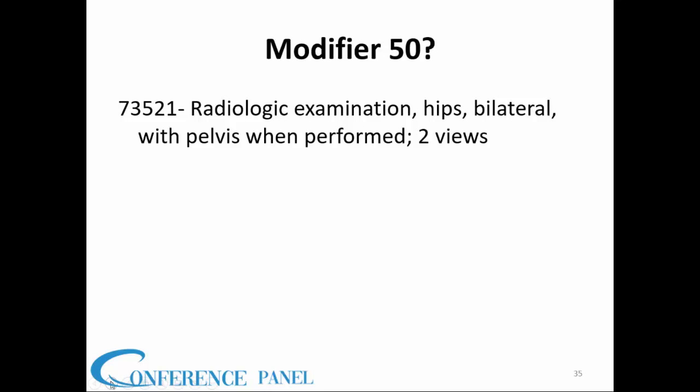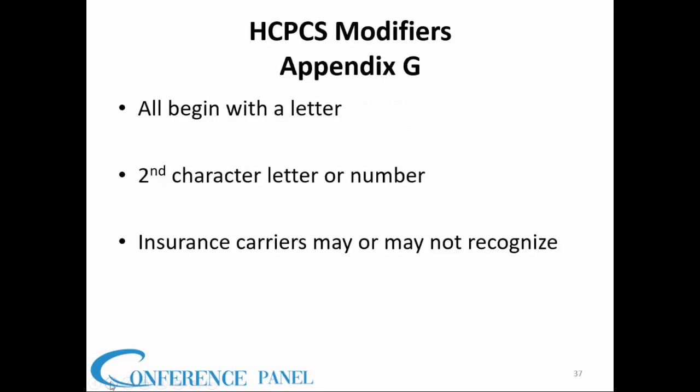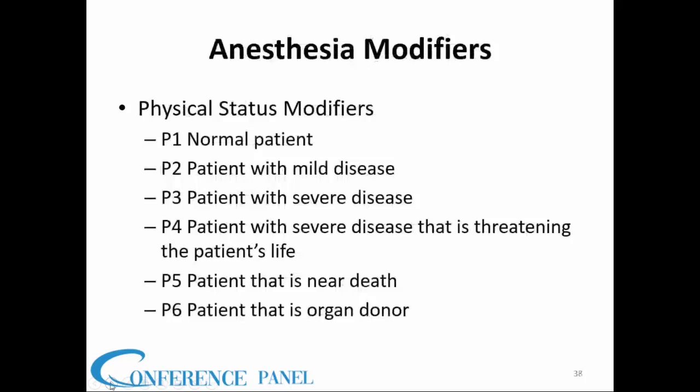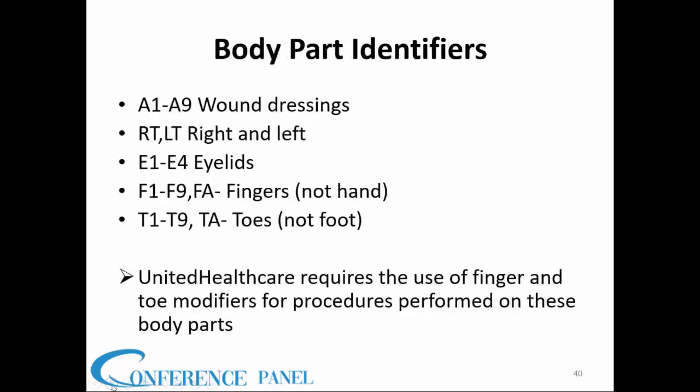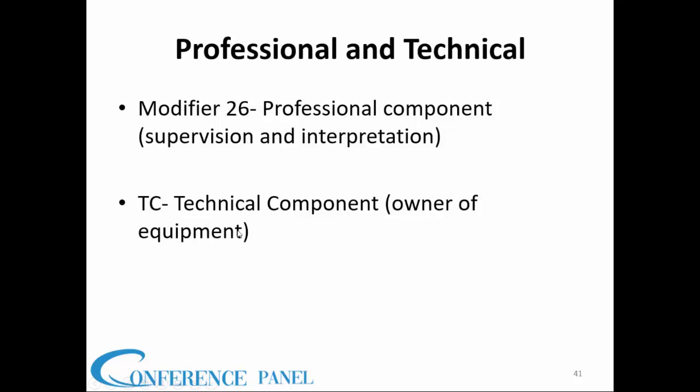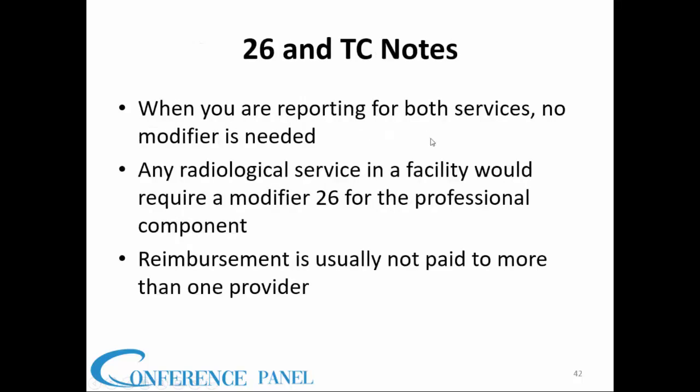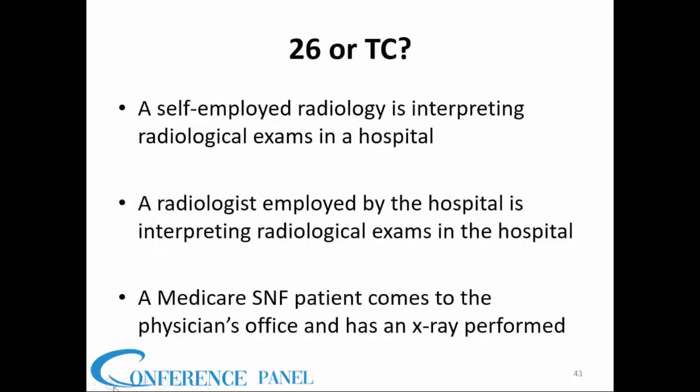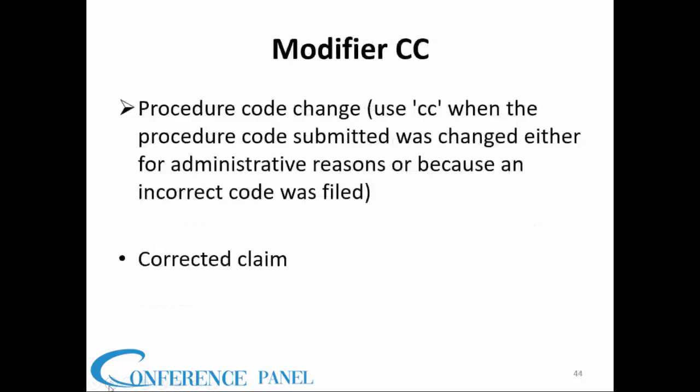So here's some others. All right, our HCPCS modifiers are in Appendix G of our HCPCS manual. These are related to anesthesia, the physical status modifiers, body part identifiers. We have these in the HCPCS book. Modifier 26 and TC. This is for professional and technical component. When you're reporting both services, no modifier is needed. 26 or TC, modifier CC.